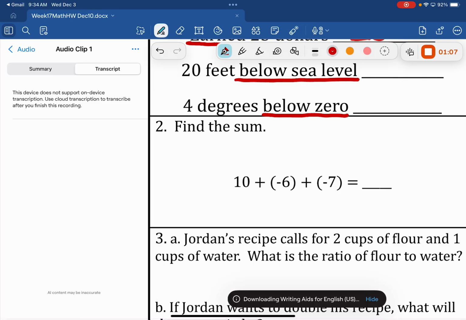Find the sum. I'm so thankful that we're putting these back on our homework because it's easy to forget. So the first thing I would do with this is I would combine the negatives. So I have a -6 and a -7. When I combine those together, I get -13. So I'm going to make this just a simpler problem for me. So now I have 10 plus -13. It just makes it easier.